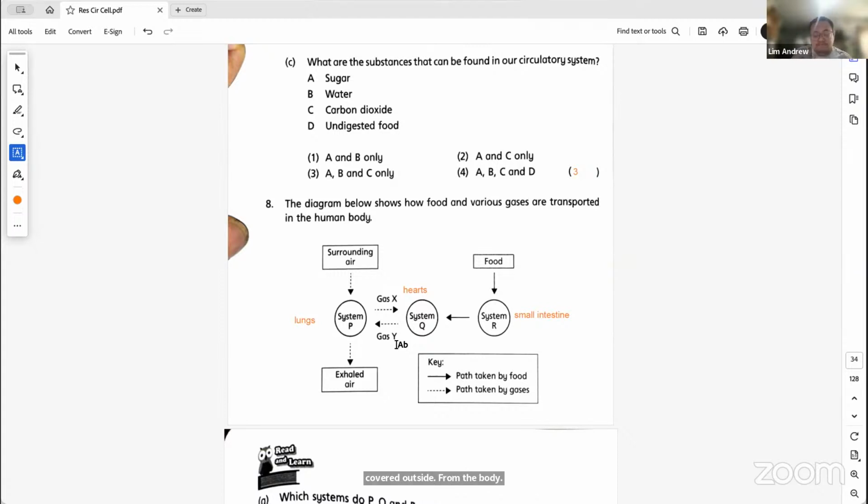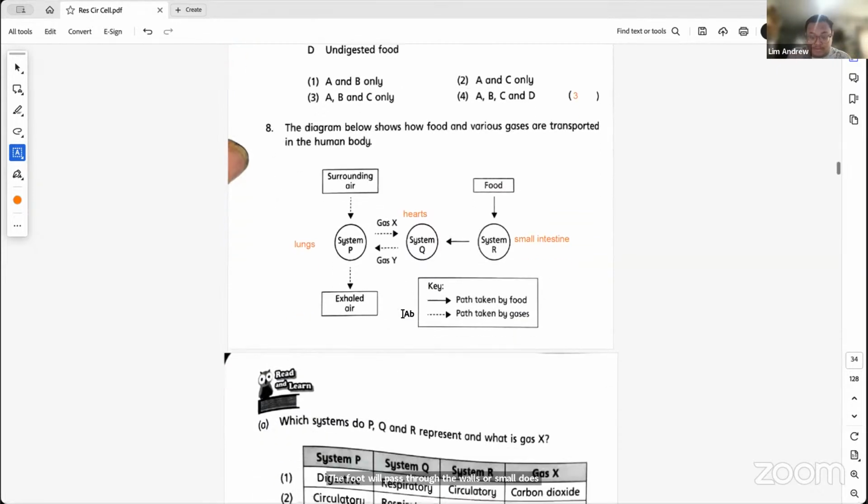What is system Q? System Q, because heart. Which system does the heart belong to? The answer is Q is the circulatory system. Why? Because it carries useful materials such as oxygen and digested food to all body parts. And lastly, what is system R? System R is actually the digestive system, where in the small intestine, the food will pass through the walls of the small intestine and flow into the bloodstream. All right.